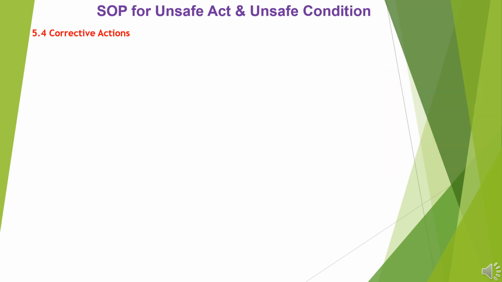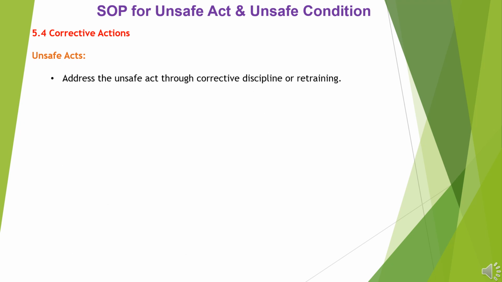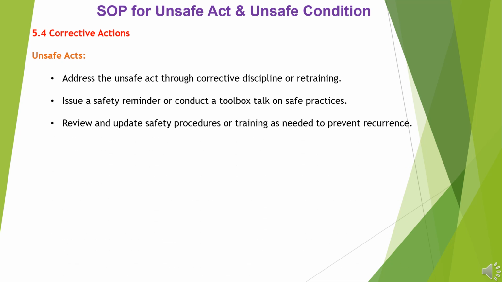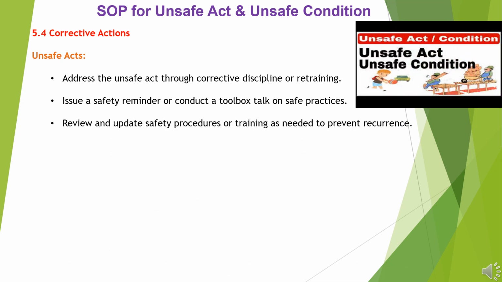5.4 Corrective actions. Unsafe acts. Address the unsafe act through corrective discipline or retraining. Issue a safety reminder or conduct a toolbox talk on safe practices. Review and update safety procedures or training as needed to prevent recurrence.